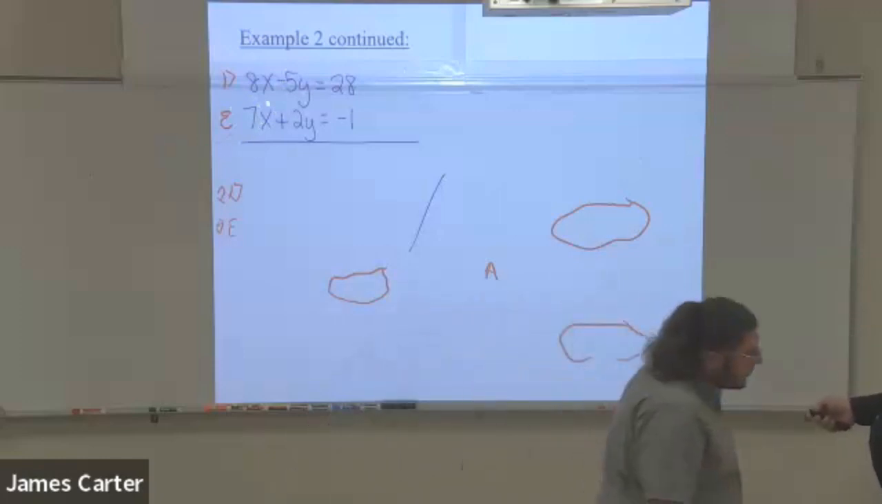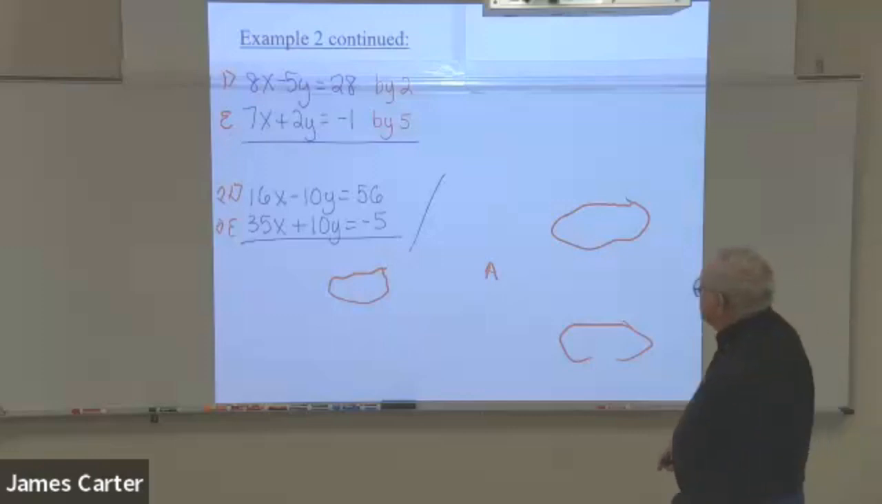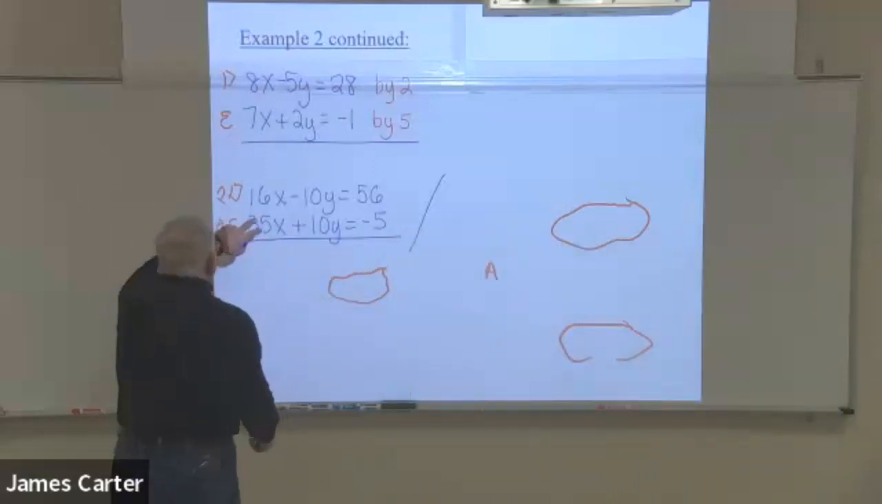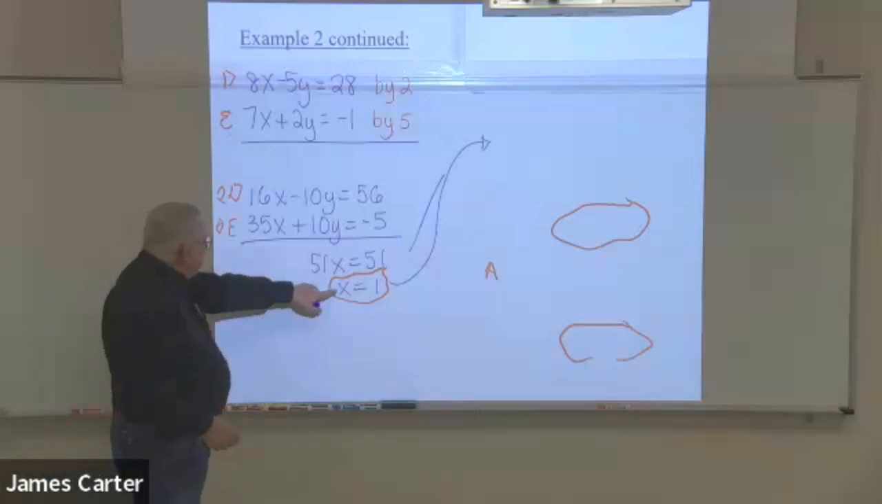Common denominator of those two, if I wanted to make it the one that I eliminate, would be 50. Which one am I going to use? The 10, right? So I'm going to multiply that by 2 and that by 5, giving me those two equations. My negative 10y and positive 10y will cancel each other out. And ultimately I get x equals 1.